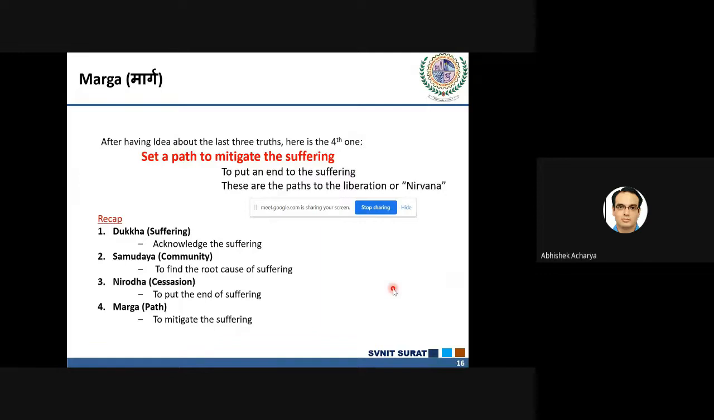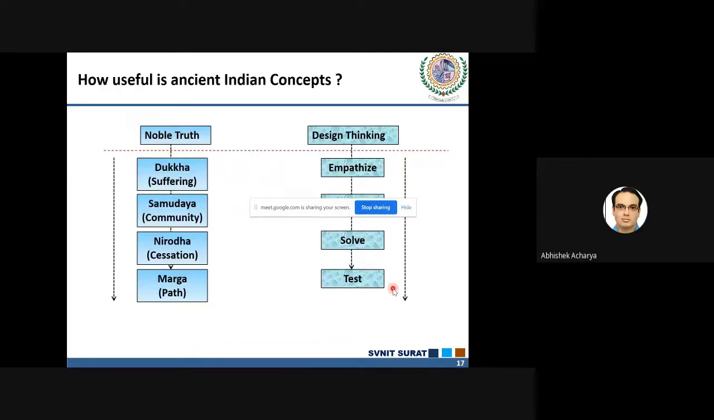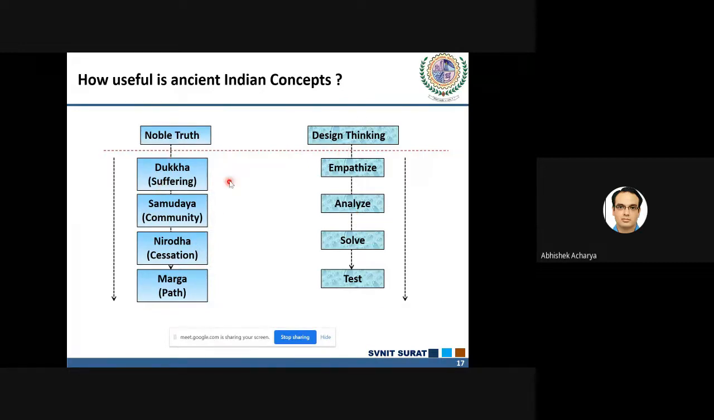Now with these words, let me move into the next part of the presentation, that is how useful ancient Indian concepts are for the future design thinking process. This is my title of talk. On the left hand side, the four noble truths are stated, and on the right hand side, the design thinking process is stated. You see here that suffering, community, cessation, and path, all those four processes are very much similar to the empathize, analyze, solve, and test processes.